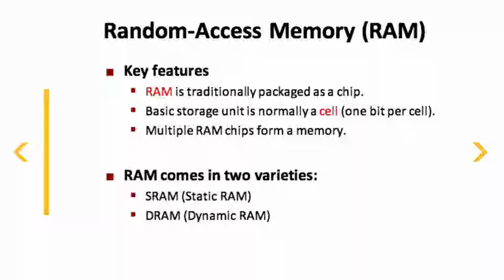And we have multiple RAM chips that form a memory. So this is when we say, oh, I'm going to buy a laptop and it's got 4 gigabytes of memory. Well, what we're talking about there is RAM. We're talking about random access memory. And that comes in 2 different varieties. We've got SRAM or static RAM and DRAM or dynamic RAM. So let's take a look at the difference between static RAM and dynamic RAM.